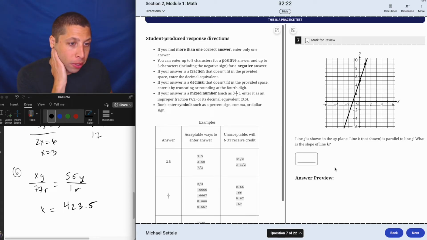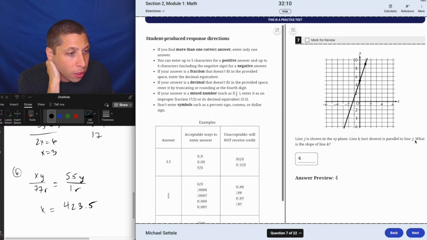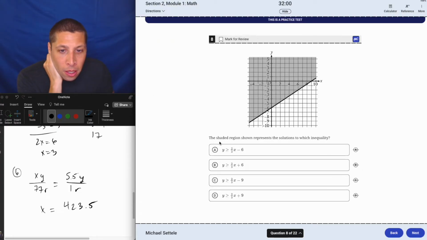Line j has a slope. Line k is parallel. So what is the slope? The same slope. So it is a rise of 1, 2, 3, 4, and a run of 1. So slope of 4. Right? Let's just make sure. Rise of 1, 2, 3, 4. Run of 1. Rise over run. Okay.